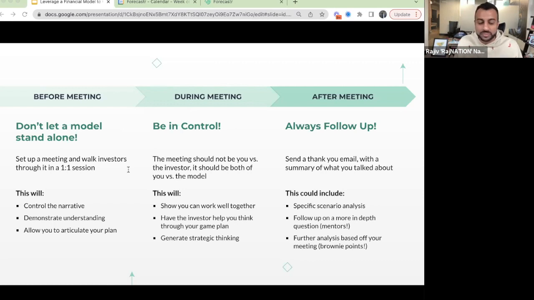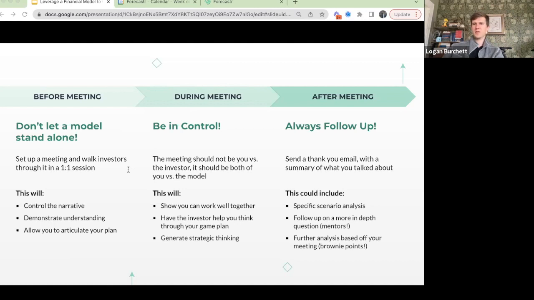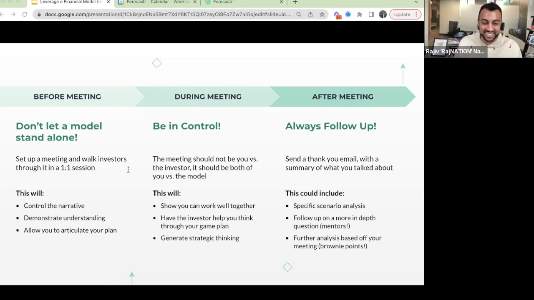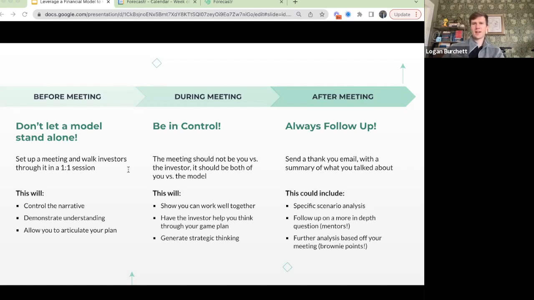Yep. It's worth noting that a lot of investors wish they were you too. Without you, they wouldn't have a job. You are their job. So it's a great point, Raj. And that actually leads into the second portion, which is that when you're in the meeting, be in control.